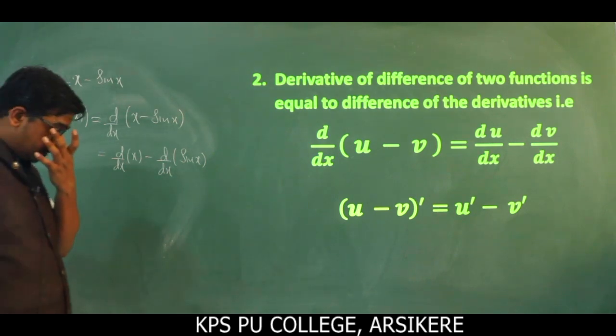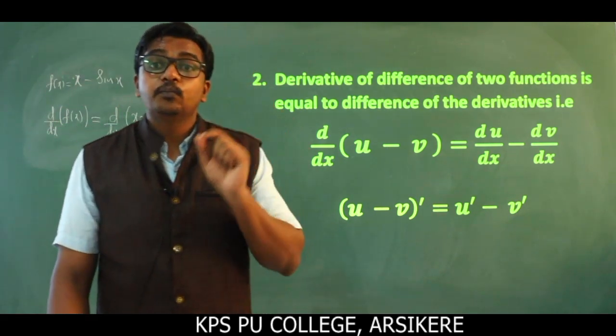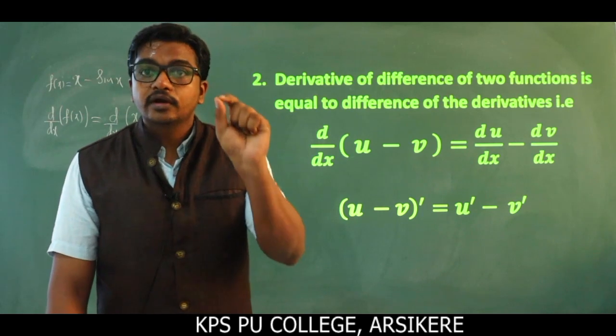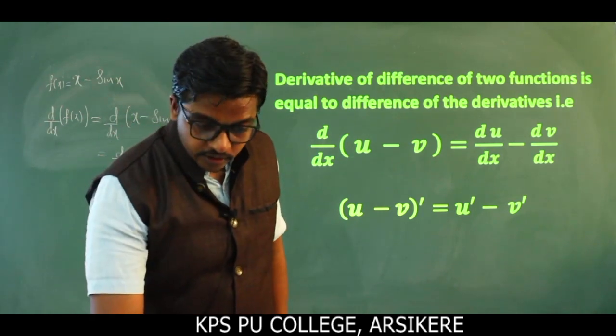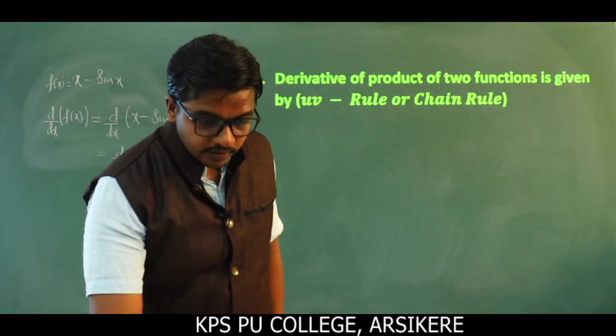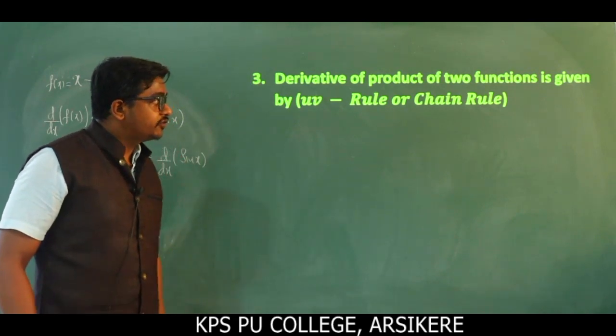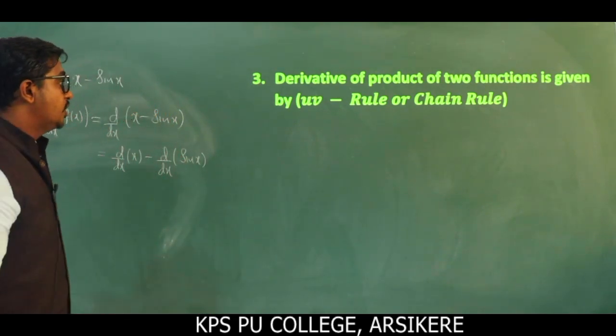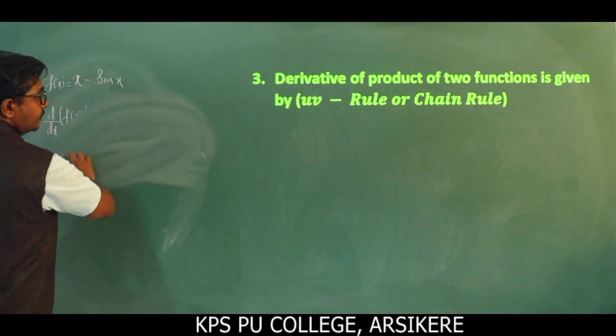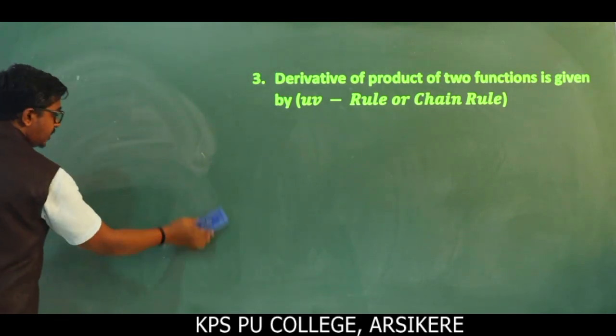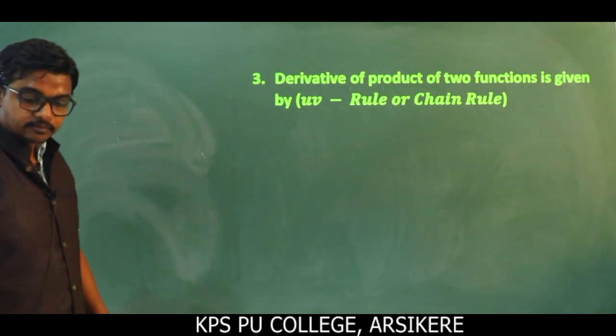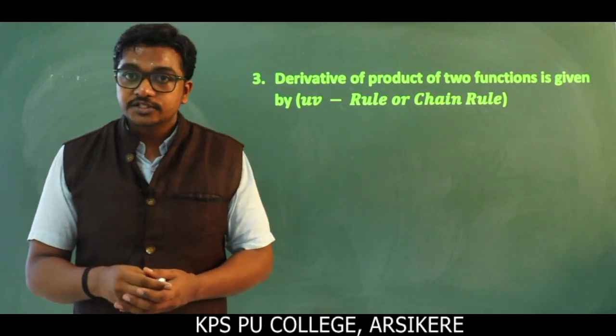Now dear students, we are moving to a very important formula, product of two functions. When given the product of two functions, this is a very important one. Derivative of the product of two functions is given by the UV rule, or this is also called the chain rule. UV rule or chain rule.